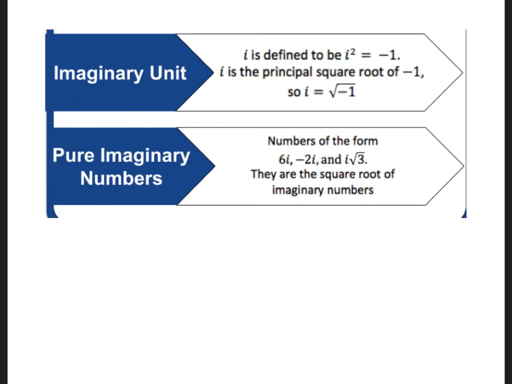Today we're going to talk about things called pure imaginary numbers. They're numbers of the form 6i, -2i, and i root 3. And generally they are the square root of a negative number. So if you had the square root of -36, that's how you would get your 6i. So essentially they're just the square root of a negative number.